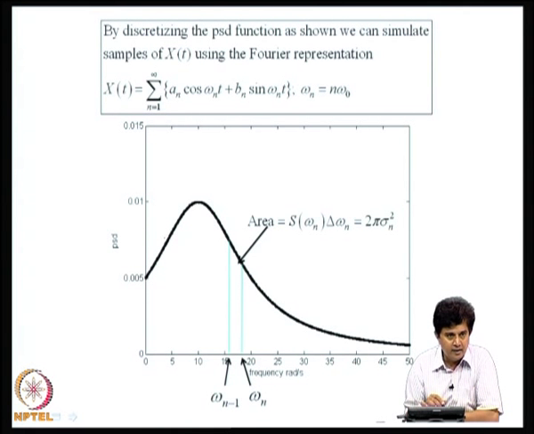So, this gives us an approach to simulate samples of Gaussian random processes, stationary, zero mean with specified power spectral density function. So, you start with the power spectral density function, discretize, and for each segment you define two random variables which are independent and have the variance given by this area under the PSD, and use that in this representation, and you will be able to produce samples of x of t which has power spectral density as given here.